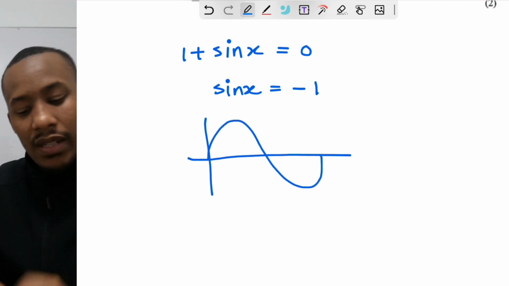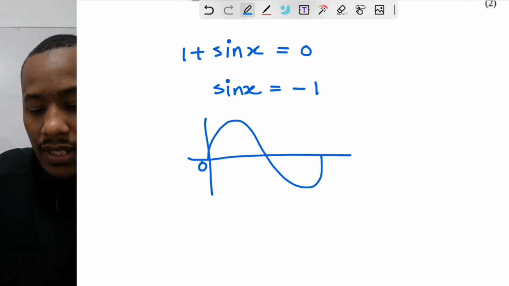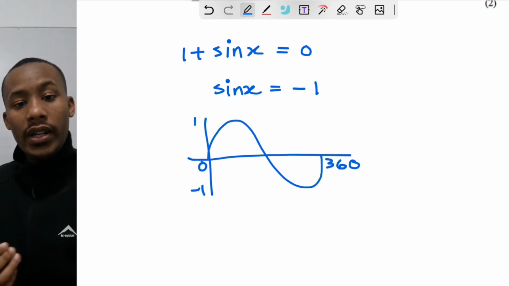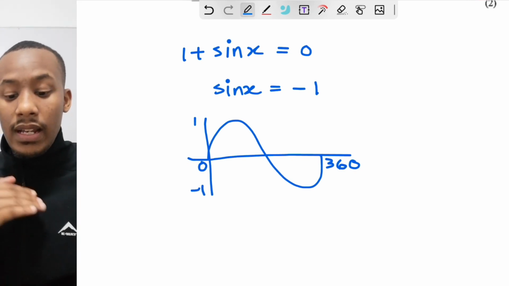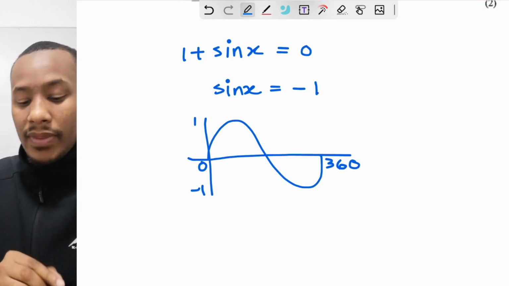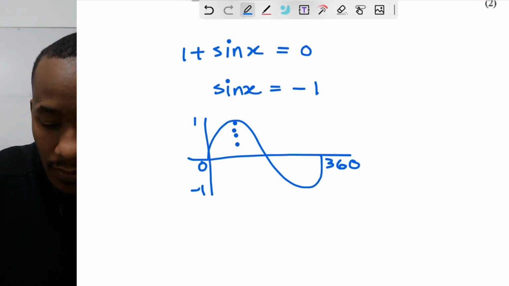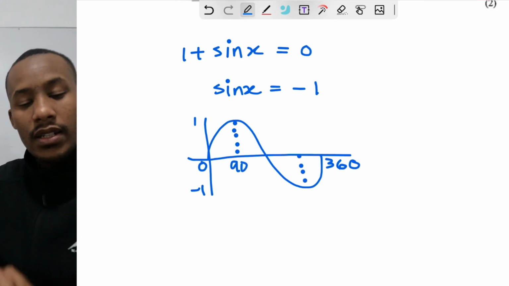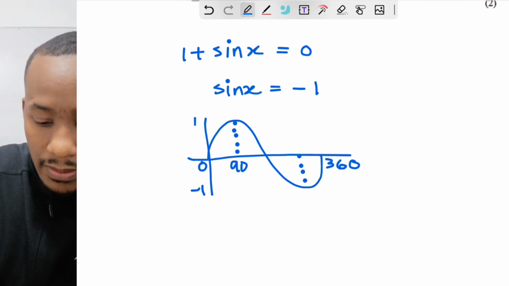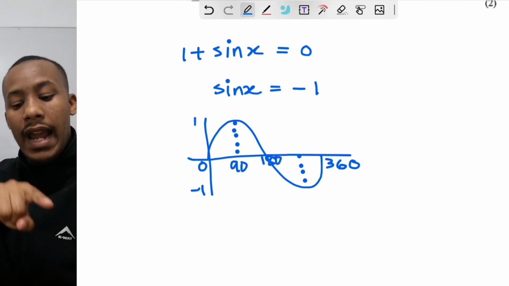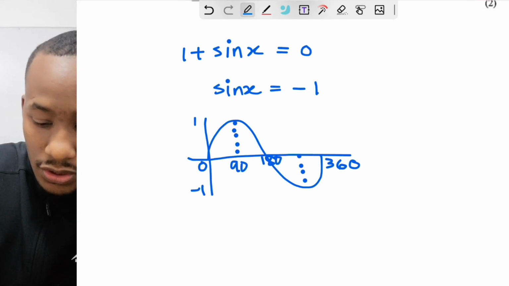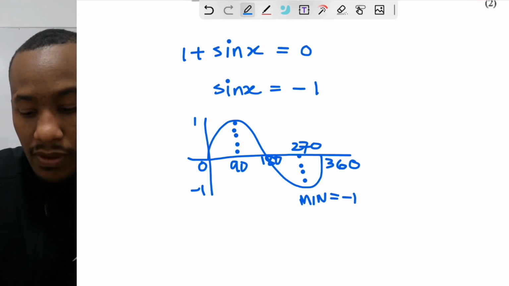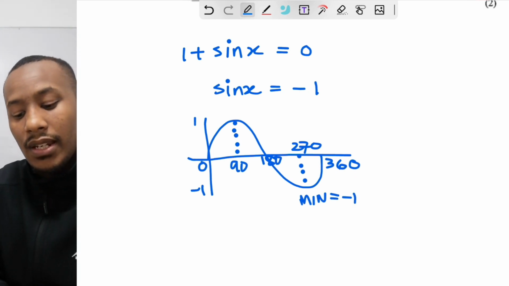Okay, so the sine wave would look something like this, starting at 0 degrees and ending at 360 degrees. It has an amplitude of 1, which means that the maximum value would be at 1 and the minimum value would be at -1. Now, it reaches its maximum at 90 degrees, then it goes back down to the equilibrium at 180 degrees, and then goes to the minimum at 270 degrees, right? It reaches this minimum here, which is -1, at 270 degrees.